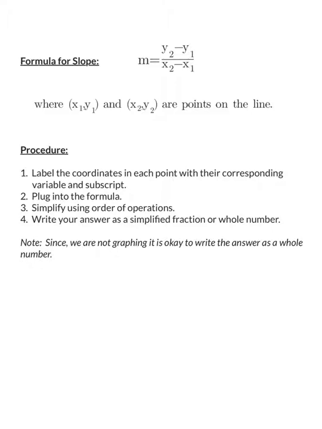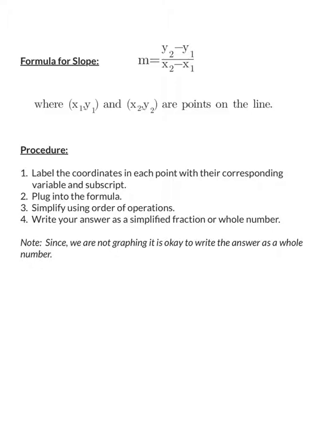So our procedure in order to determine the slope of a line given 2 points, our first step, we want to label the coordinates in each point with their corresponding variable and subscript. From there, we want to plug into the formula, simplify using order of operations, and finally, write your answer as a simplified fraction or whole number.